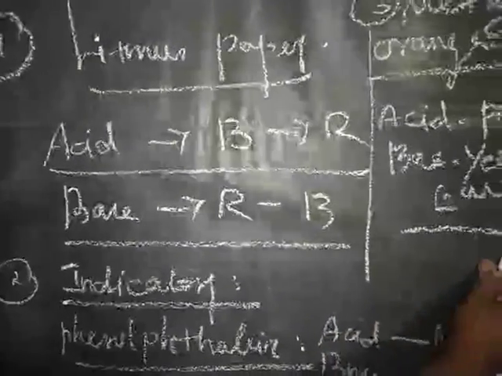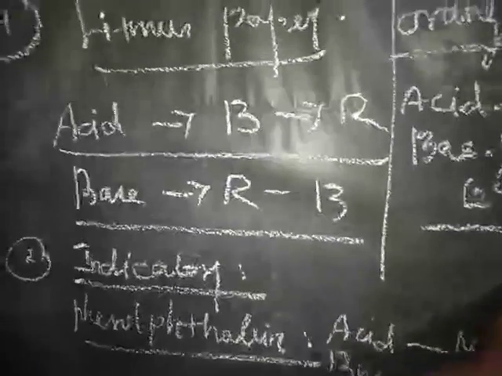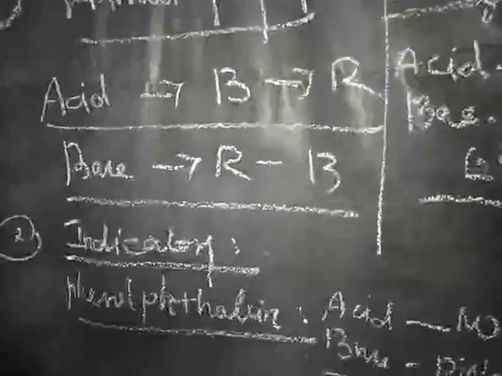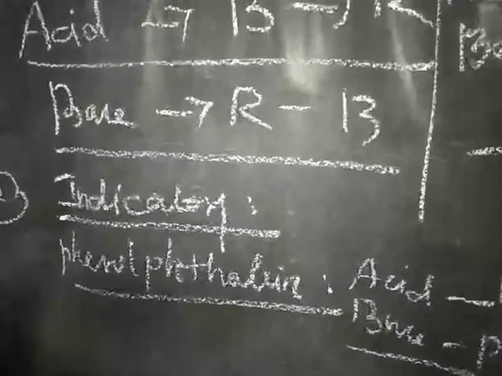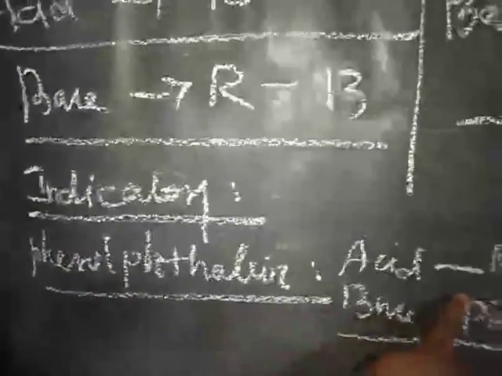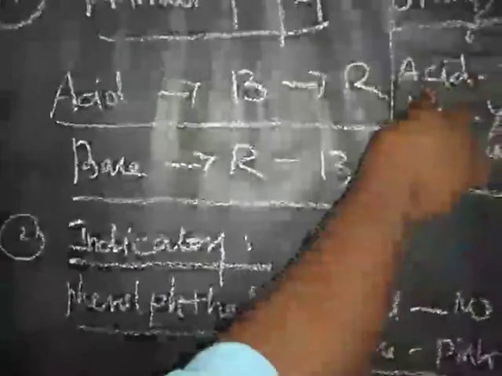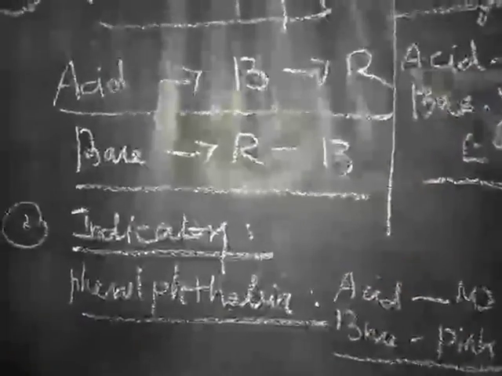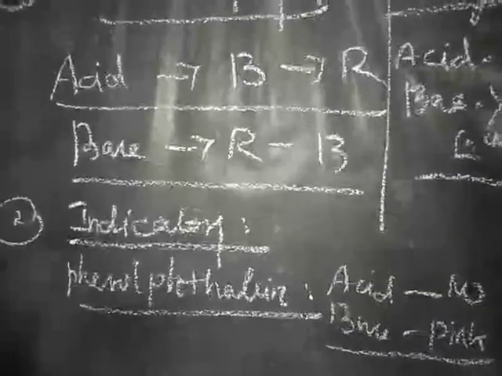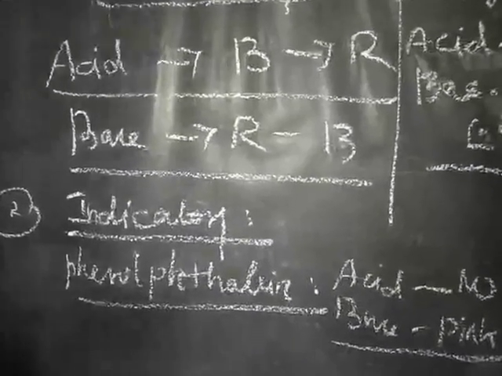So what are the methods? One is using litmus paper, second is using indicators. Two types of indicators are given. One is phenolphthalein: acid, no color; base, pink color. Second is methyl orange: acid, pink color; base, yellow color. So that's all.